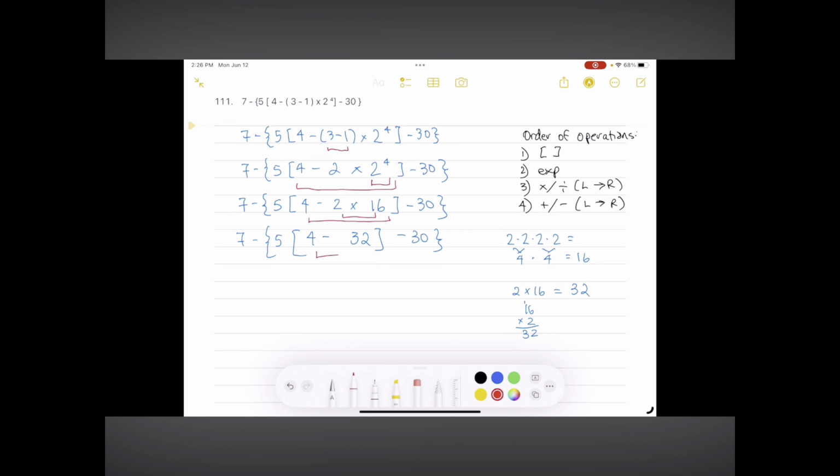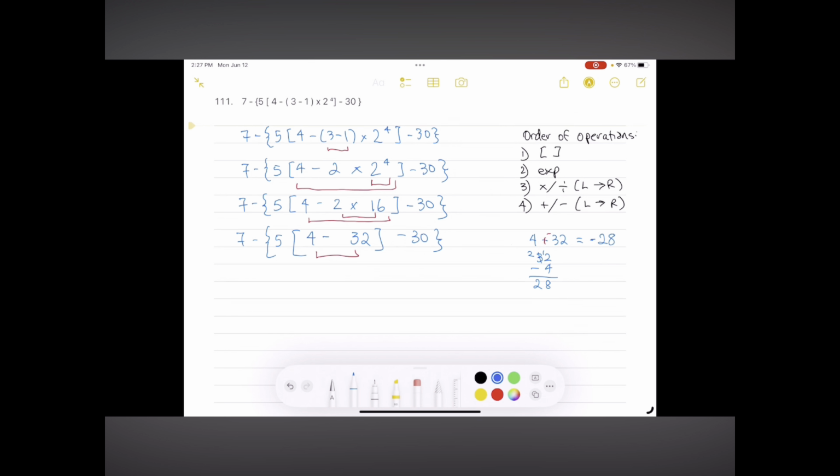Okay, now we have a bracket within the bracket, 4 minus 32. So do that on the side, and 4 minus 32. When you are subtracting integers, you add the opposite. So now you have 4 plus negative 32. When you add integers with opposite signs, you treat it as a subtraction problem and take the sign of the number with the larger absolute value. So it is a negative 28.